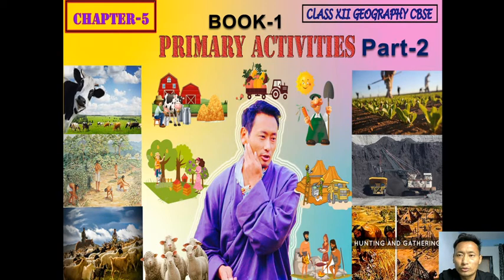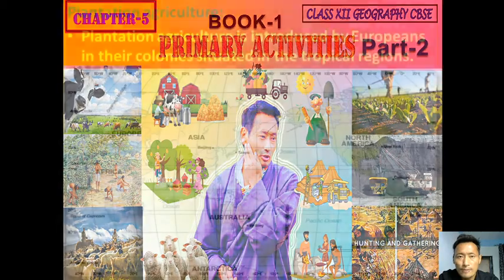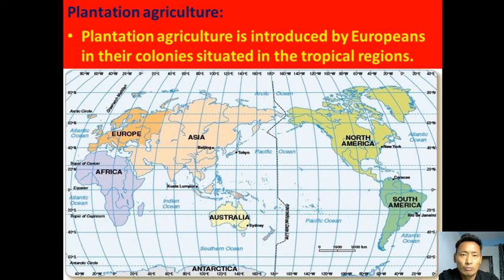Today in this class we are going to discuss class 12 geography, chapter number 5, and the name of the chapter is called primary activities. So here in this class we are going to discuss the remaining parts of this chapter, that is part 2, plantation agriculture. First thing is we need to know the meaning of plantation agriculture.